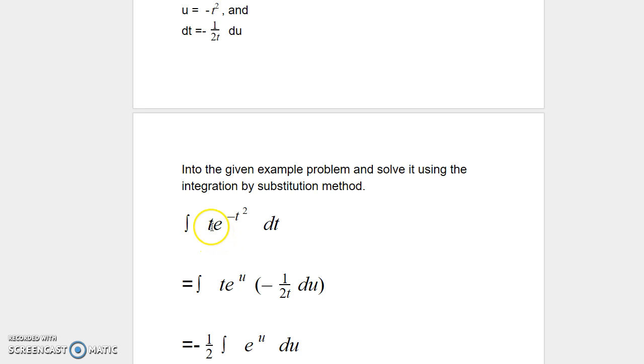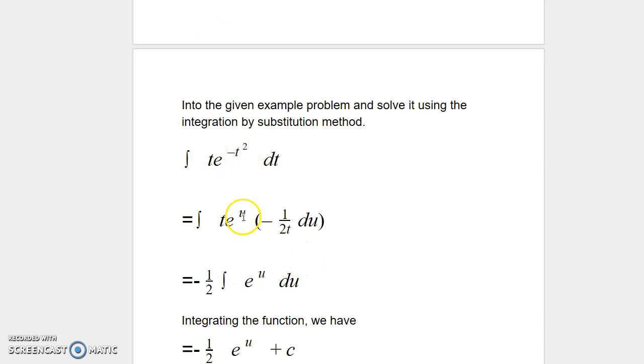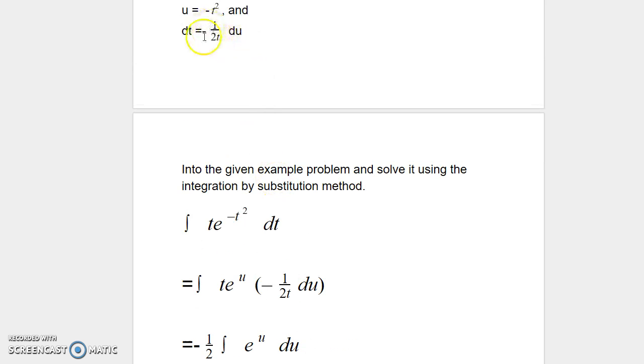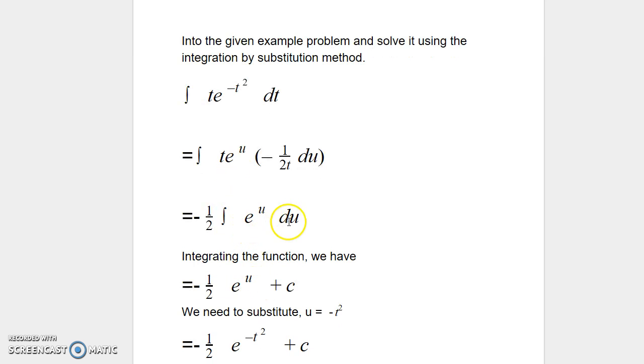So our example problem is integral t e to the power of minus t squared dt, right? Wherever we see minus t squared, we're going to substitute it by u. So integral t e to the power of u, and wherever we see dt, we're going to replace it by this term here, minus 1 over 2t du. Now by doing so, we have a t in the numerator and a t in the denominator, and those cancel out. So I have a minus 1 over 2 as a constant, and I'm going to pull that outside of the integration as shown. Then I'm left with e to the power of u du.